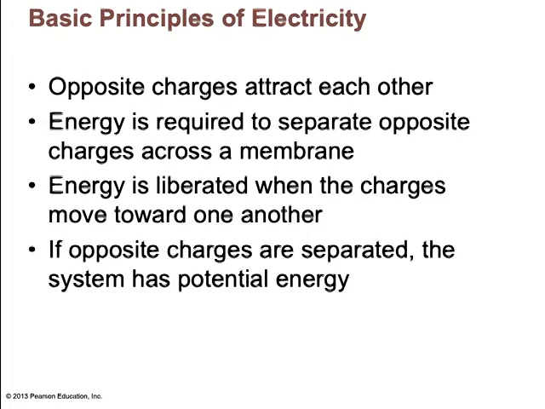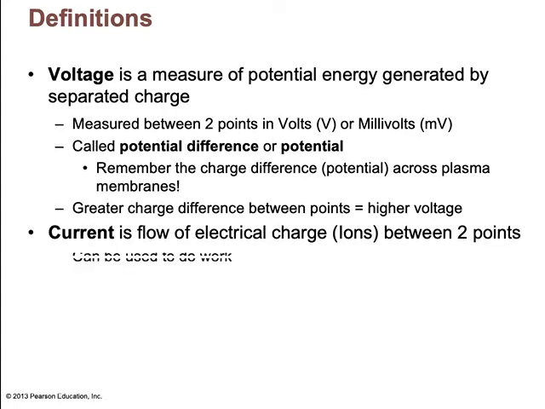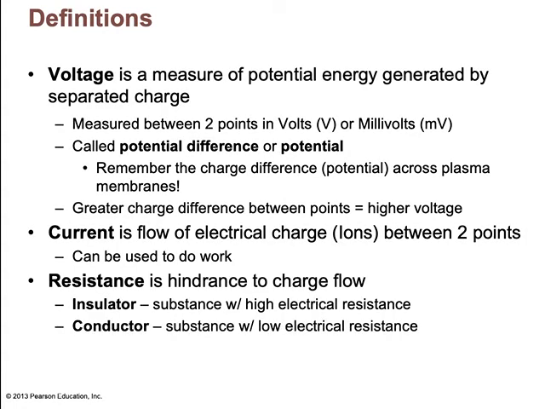If opposite charges are separated, the system has this potential energy. Okay, and this is one of the ways that we can transform potential into electrical energy, right, by allowing the movement of these charged particles to take place. Voltage is simply the measurement of the difference in charge between two locations. This is known as potential difference or potential, and the greater the charge difference between 2 points, the higher the voltage. And in addition to that, the greater the electromotive force, the greater the electrical gradient, if you will, that will drive the movement of current from one location to the other.